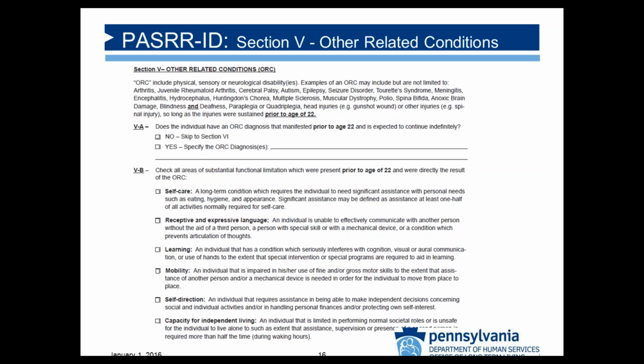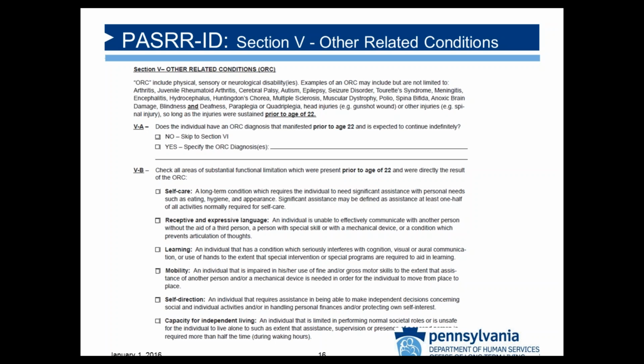Okay, other related conditions. This section as well wasn't changed a whole lot. The major thing is that in 5B, we no longer require them to have 3 of these functional limitations checked. They can just have one of them checked along with the diagnosis that manifested prior to the age of 22. And then they would meet the criteria to go on and have a level 2 assessment done.